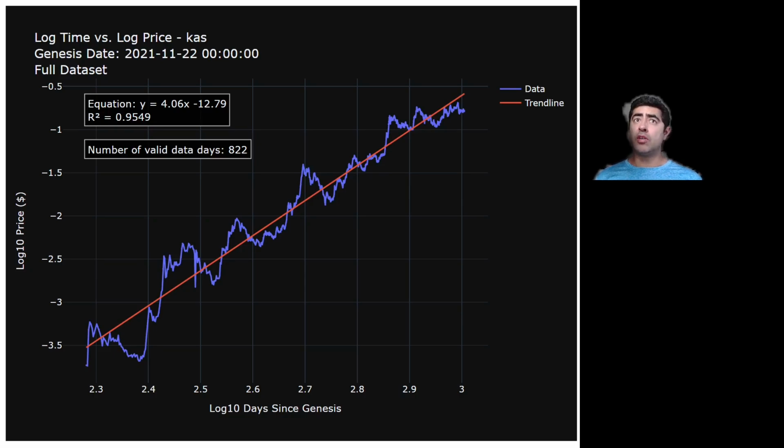Today is August 30th, 2024, and we'll be discussing the power law in regards to Kaspa. Specifically, what is it, how is it applicable to Kaspa, and why you should care.